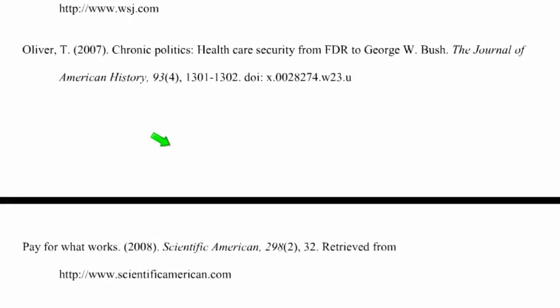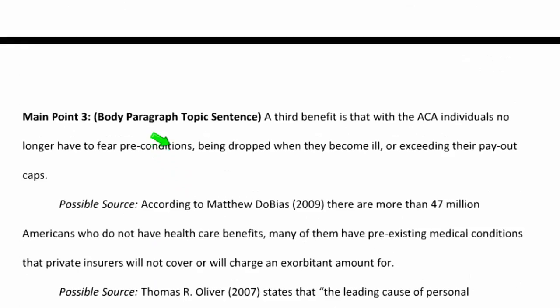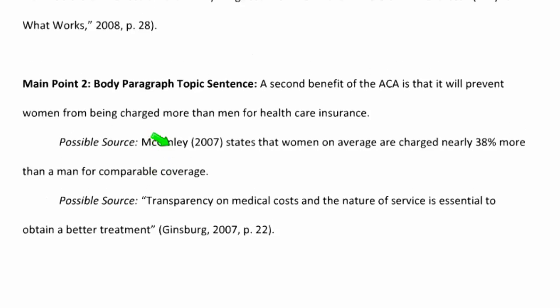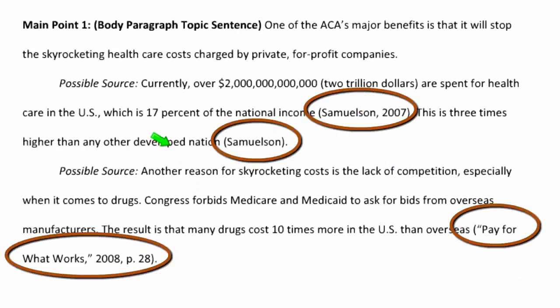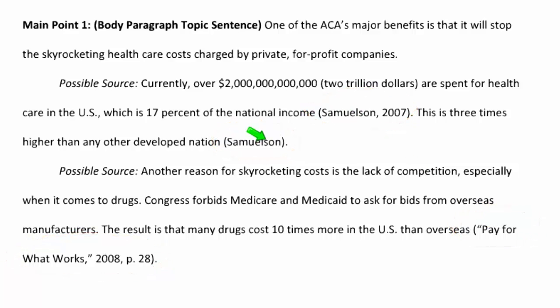So this first main point was going to use two different sources, Samuelson and Pay for What Works. The Samuelson source was going to be used twice, so it's cited twice. The Pay for What Works source is used once. Then we go to our next main point and do the same thing.